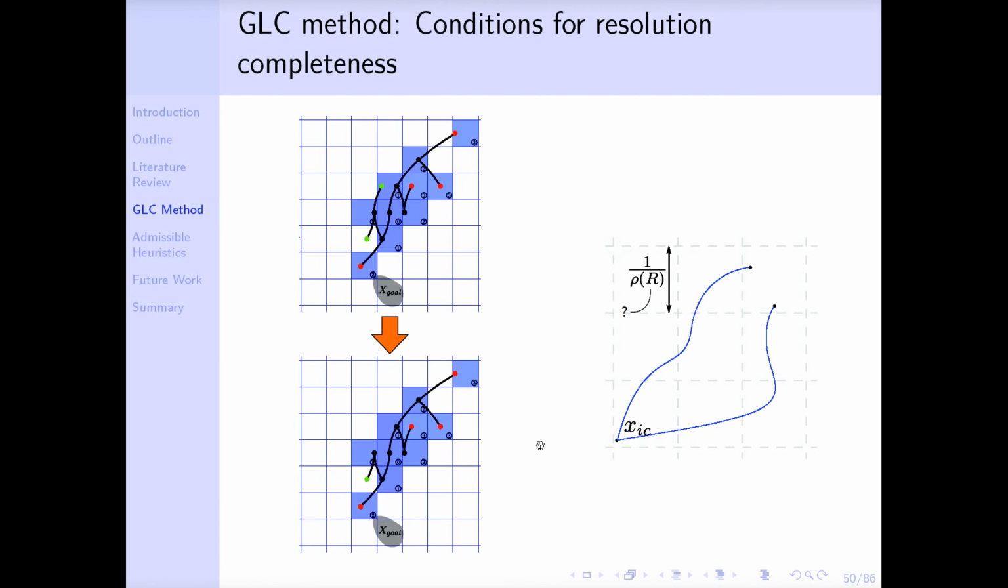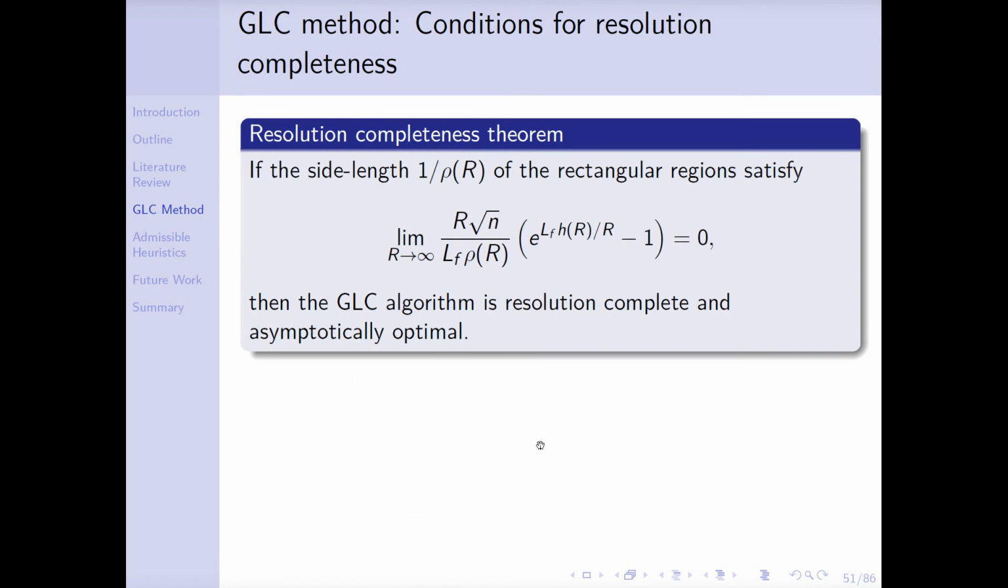So the next question we need to ask is, how does the resolution govern the size of these rectangular regions? The short answer is that if we choose the side length as a function of R to satisfy this asymptotic constraint here, where L sub f is a Lipschitz constant on the dynamic model, then the algorithm will be resolution complete and asymptotically optimal. And what I mean by asymptotically optimal is that as we increase the resolution of the algorithm, the output will be converging to the optimal cost for the problem.